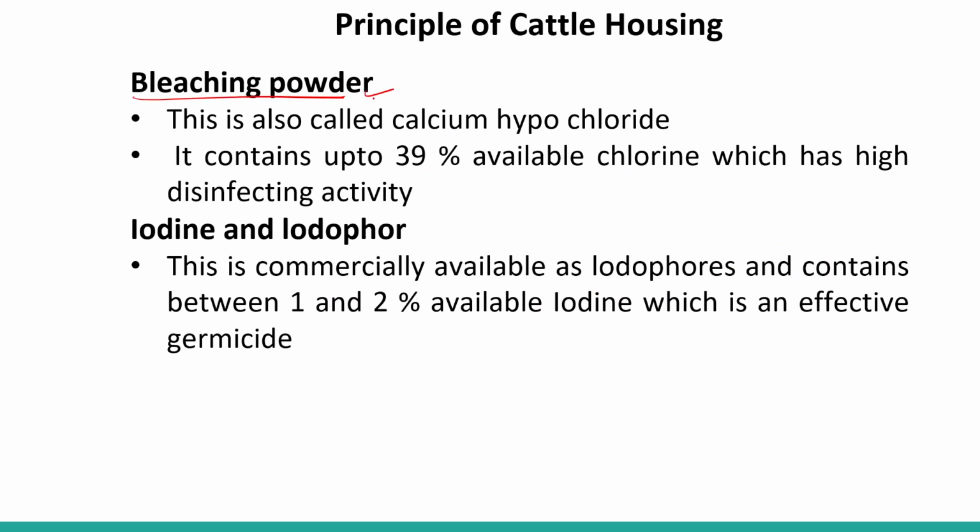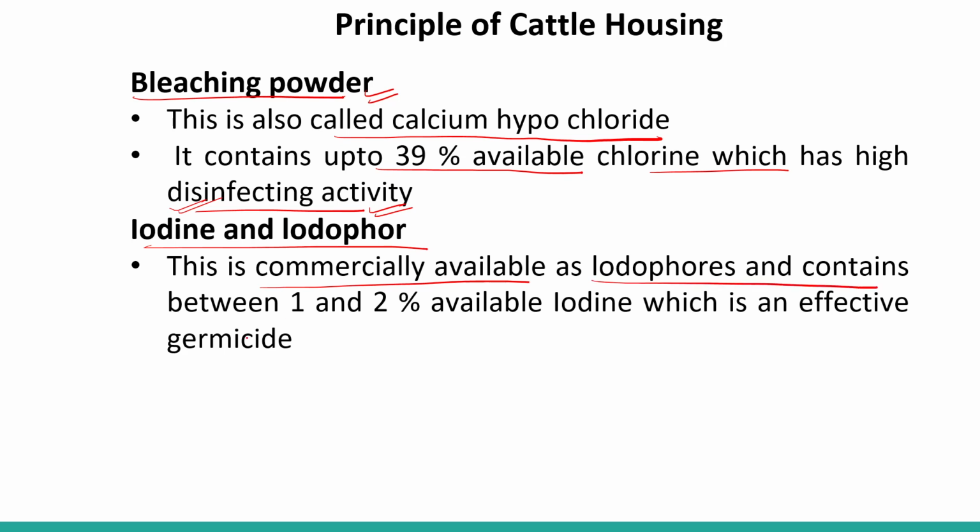Bleaching powder. Let us discuss some of the chemicals that are used for keeping our cattle house clean. Bleaching powder is also called calcium hypochlorite. It contains 39% available chlorine which has a high disinfecting activity. It can kill lots of microorganisms. Iodine or iodophor is commercially available as iodophor and contains between 1 to 2% available iodine, which is an effective germicide. So it can also be used to kill germs.